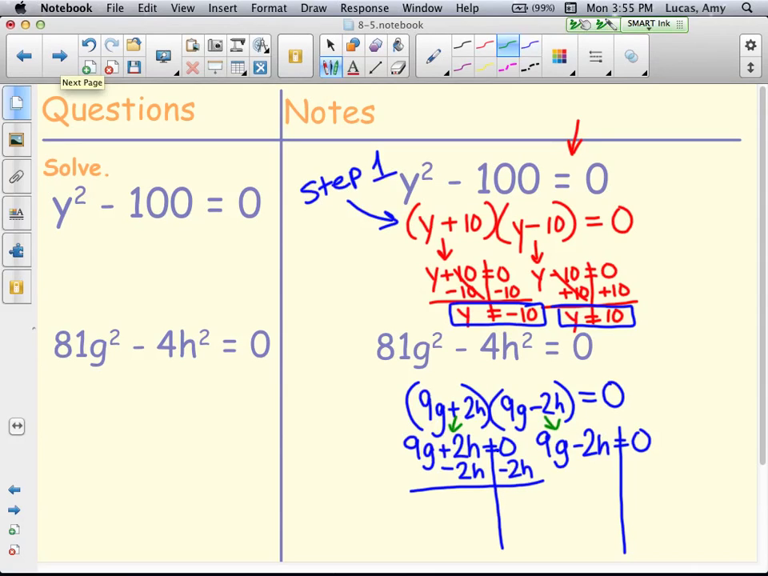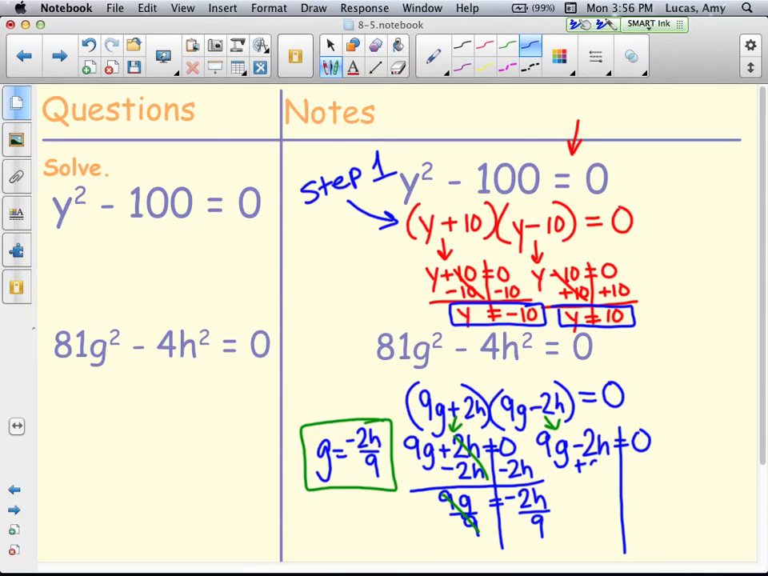So this isn't an easy problem by any means. And then I would have to divide by 9. Divide by 9. So my solution would be g equals negative 2h divided by 9. That's my first value. And then the second one, if I add 2h, so 9g equals 2h, and then divide by 9, g equals 2h divided by 9.